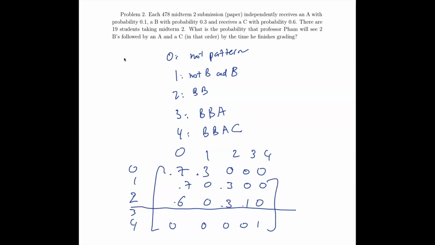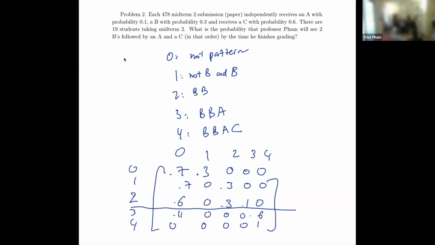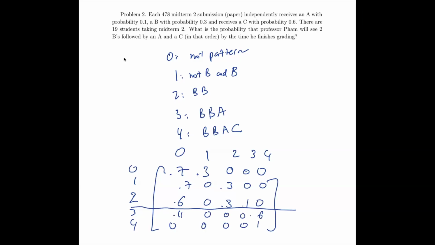Is it 0.6, and then, oh wait, sorry, no, is it 0.4, 0.6? Do we agree? I had the 0.4 split between getting a B and then not getting a B. So I had 0.1 and then 0.3.